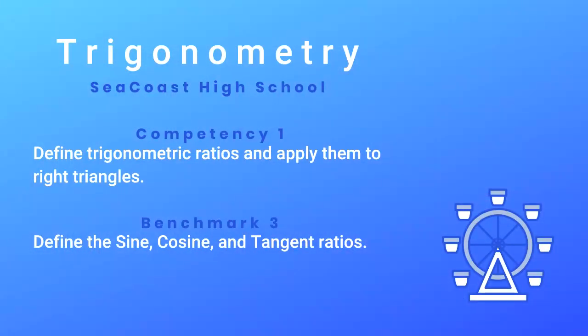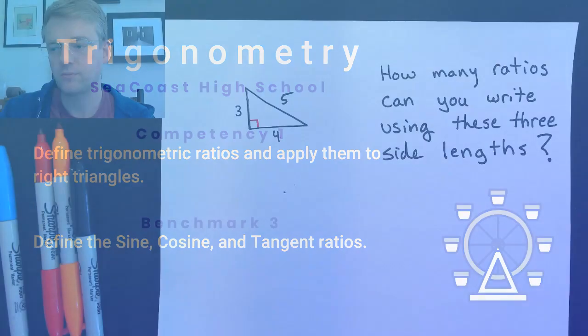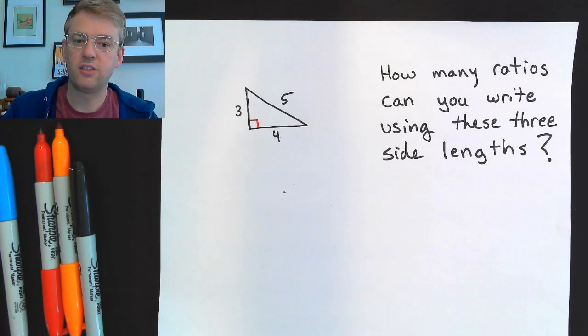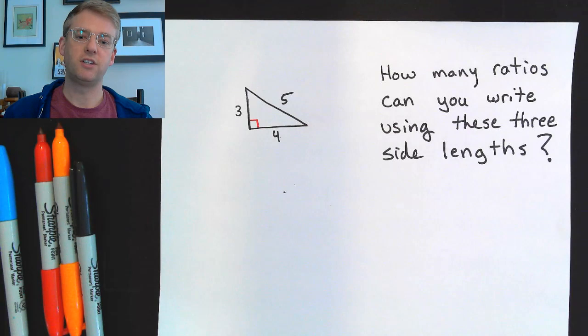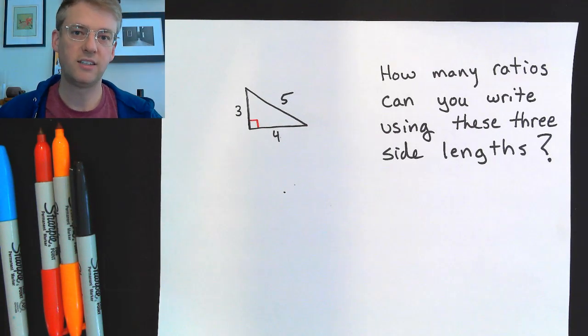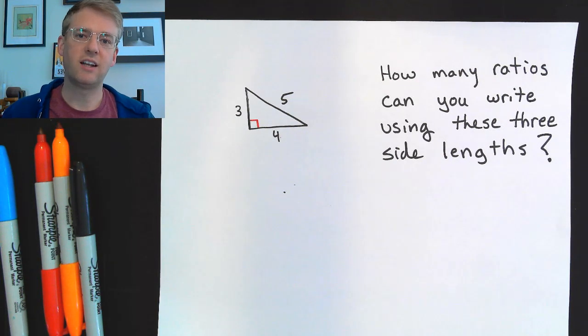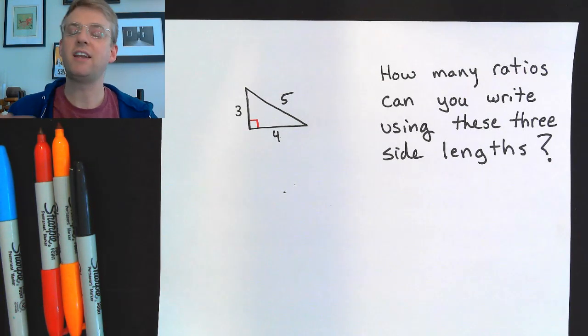Today we're working on Competency 1, Benchmark 3. Benchmark 3 says to define the sine, cosine, and tangent ratios. In our last video, we talked about labeling the three sides of a right triangle with relation to a specific acute angle in that triangle. So you should already know how to label the opposite, adjacent, and hypotenuse relative to a specific angle. Today we're going to expand on that and consider the ratios, the different sizes of any pair of those two sides.